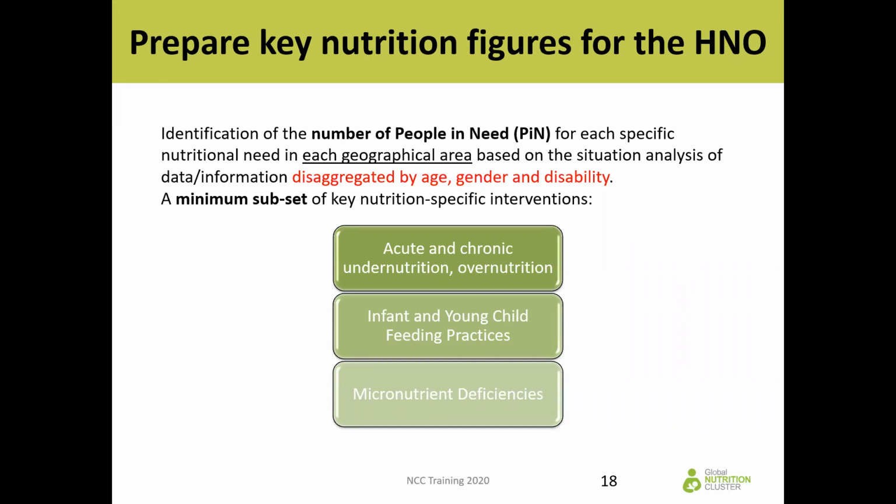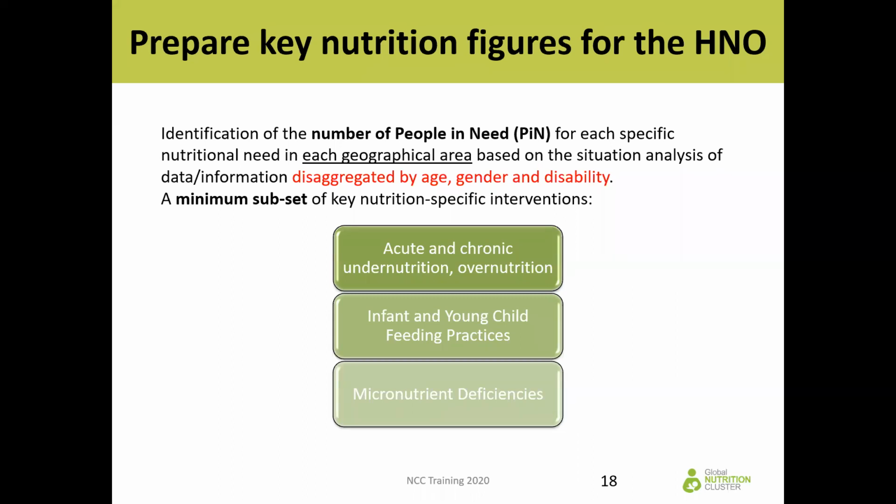So we'll be working on 3 different tables, so per category of nutritional needs. So here we have acute and chronic undernutrition and overnutrition, and then PIN calculations and formulas for IYCF practices, and those for micronutrient deficiencies. So we're looking at really having PIN calculations for particular population groups for a minimum subset of key nutrition-specific interventions. And the PIN should be calculated for each of these specific nutritional needs and expressed as such.